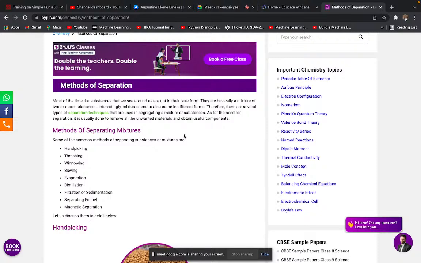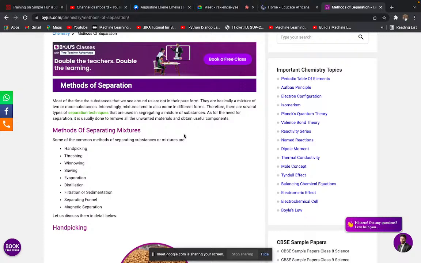So it says that most of the time the substances we see around us are not in their pure form. So most things you see around you are not in their pure form. You need to conduct separation in order to get the pure form. Your rice is always contaminated with stone because you get your rice from the farm. So in the process of processing your rice and getting it, it's most likely that the rice is contaminated with stone. So it's no longer in the pure form of being only rice. So you need to apply a separation technique to the mixture of rice and stone in order to get your pure rice.